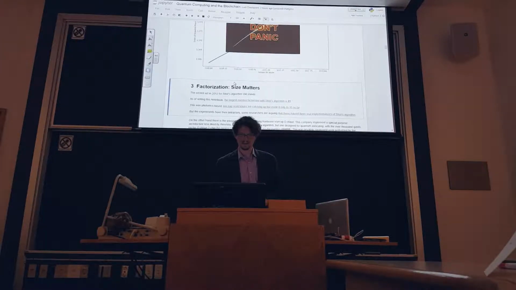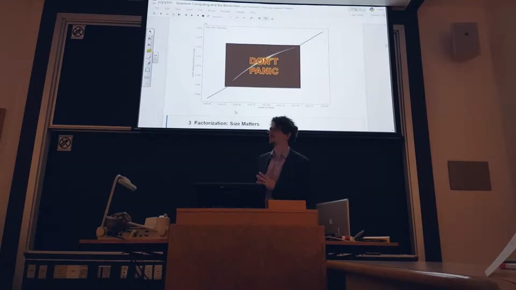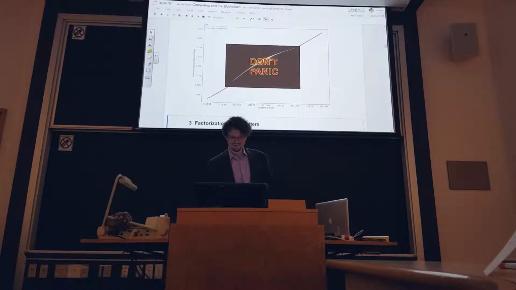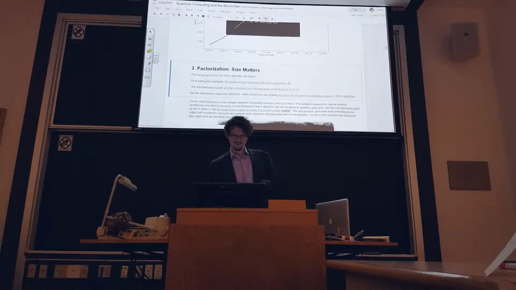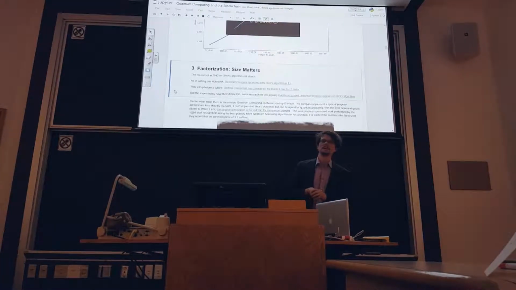We don't have to panic because it still requires an awful lot of steps and an awful lot of qubits. In fact, if you look at what they have been able to factorize with Shor's algorithm so far, it's really not very impressive. The largest one with Shor's algorithm is 21. That's what actually has been done.